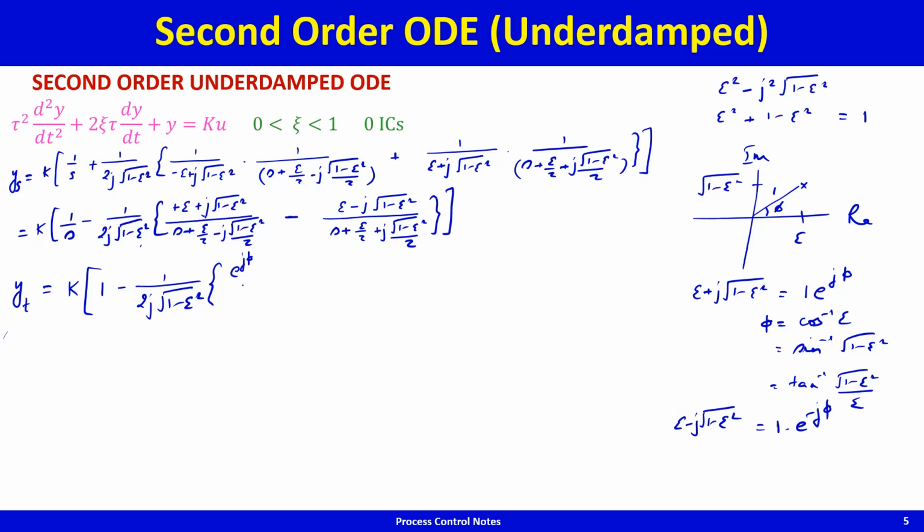times, when you invert this Laplace transform, it will be e to the power minus chi by tau plus j times square root of 1 minus chi square by tau, this whole thing times t, minus e to the power minus j phi times e to the power minus chi by tau minus j times square root of 1 minus chi square divided by tau, whole thing times t. That is what we have, and you can see where we are headed.